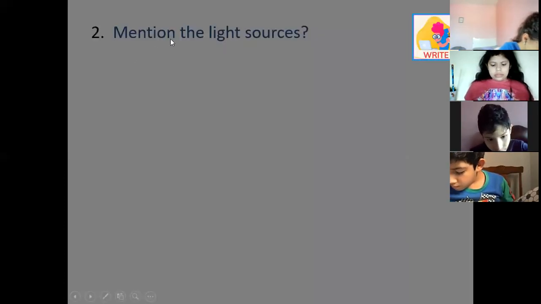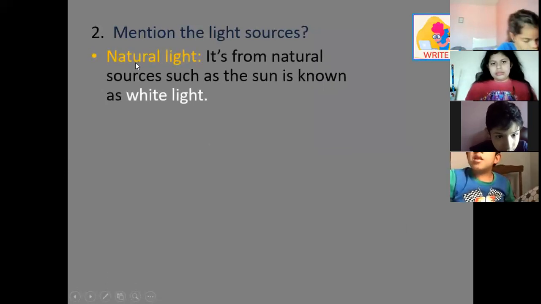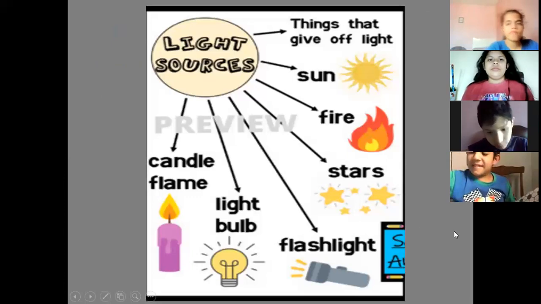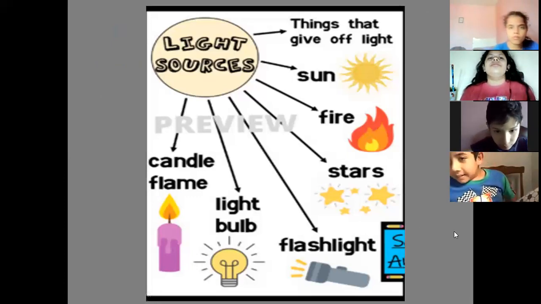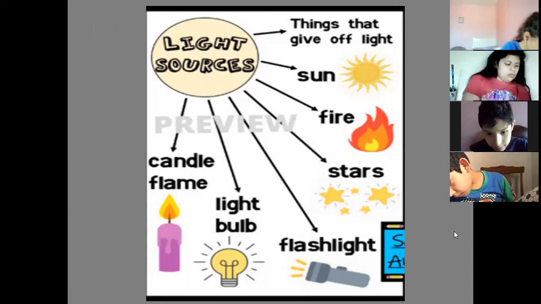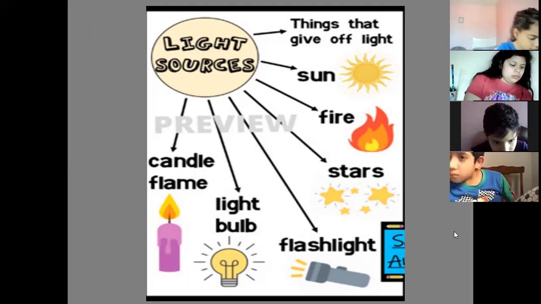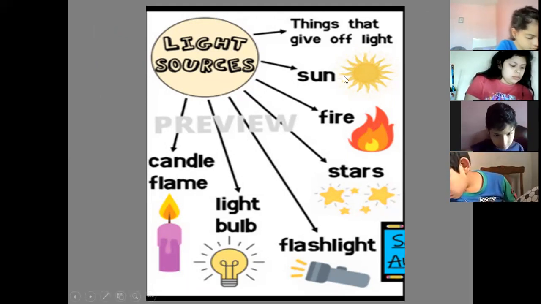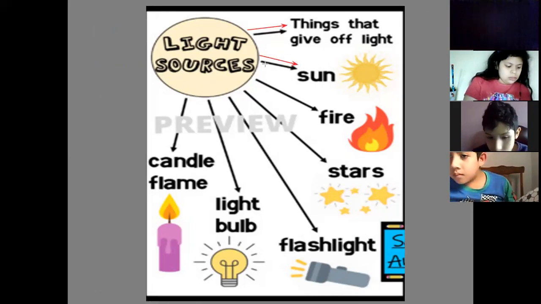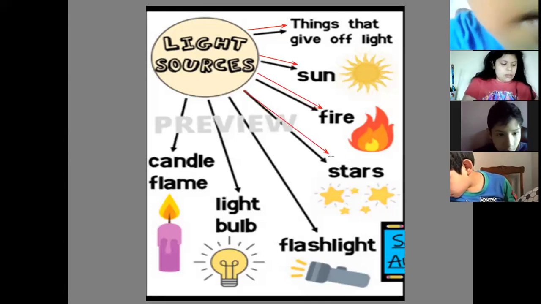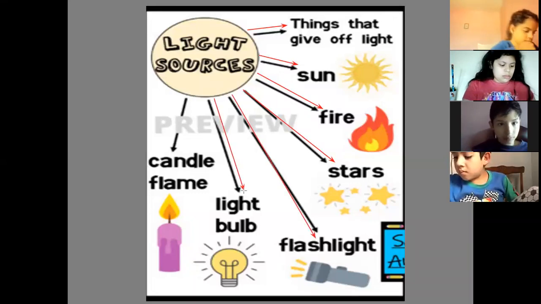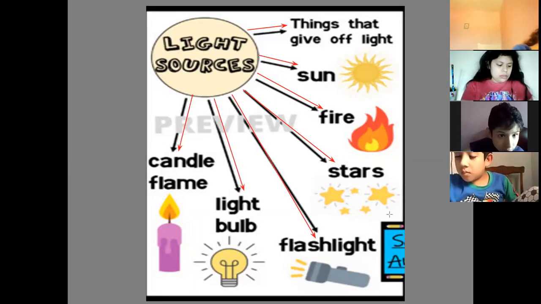Finished? Okay. So mention the light sources. You already copied. I am not finished. Why? I think you are distracted. I said that since the beginning. I need you to copy quickly. I said, make the arrows here and copy things that give off light: sun, fire, stars, flashlight, light bulb, candle flame.